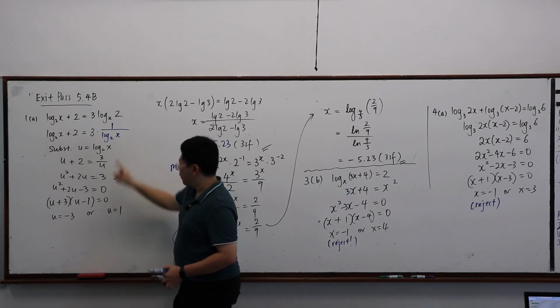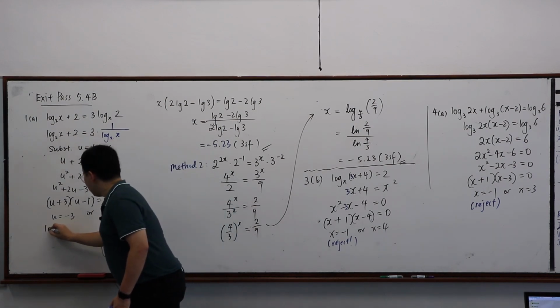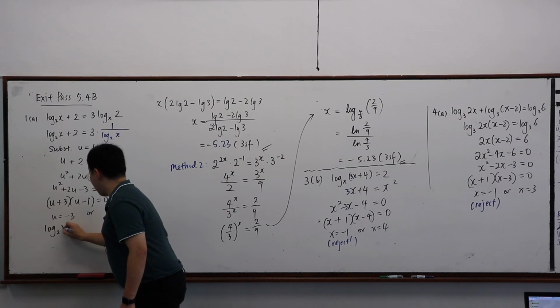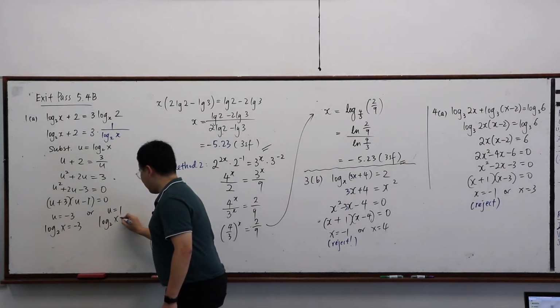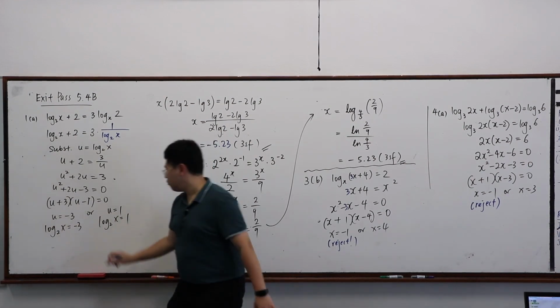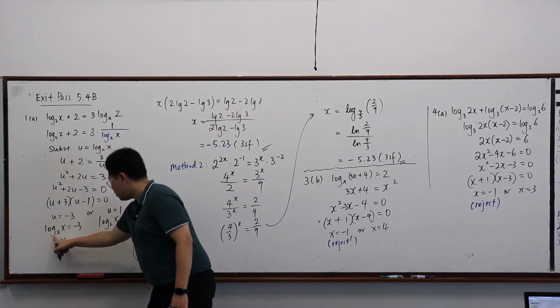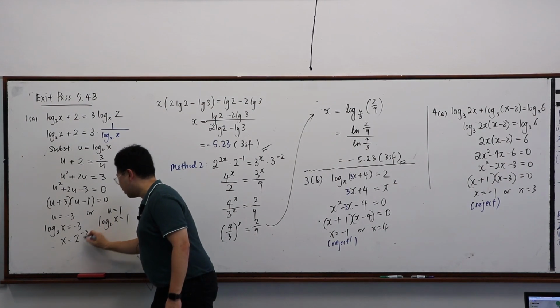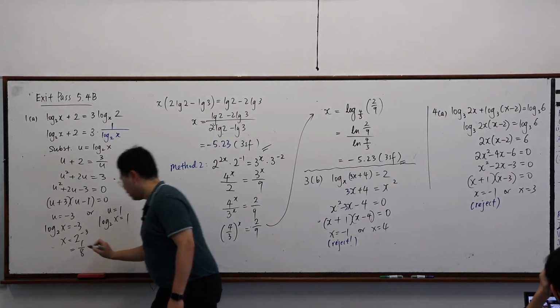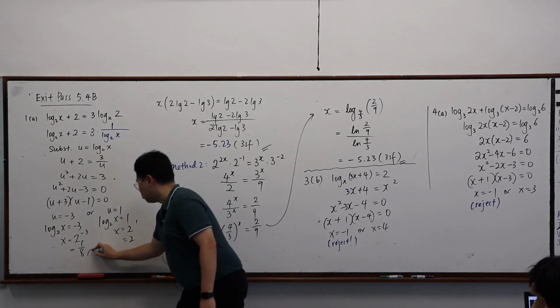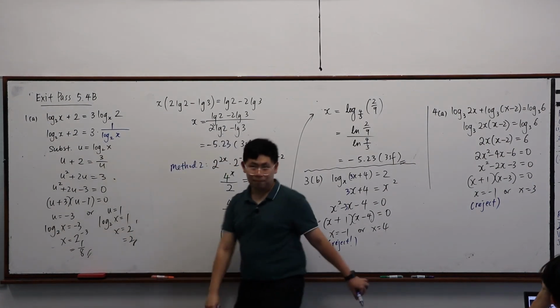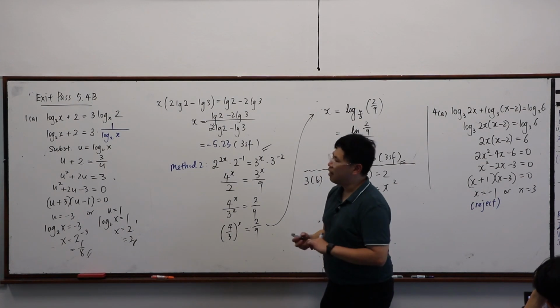Then we need to come back to this. So log base 2 of x is equal to negative 3, or log base 2 of x is equal to 1. Cancel the log, so x is equal to base 2 to the power negative 3, so this is 1 over 8. This one is base 2 to the power 1, so the answer is 2. Both are valid answers. Both answers accepted.